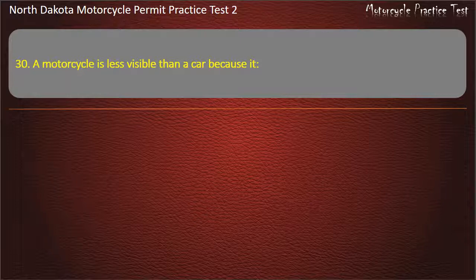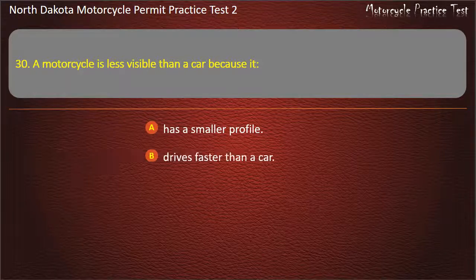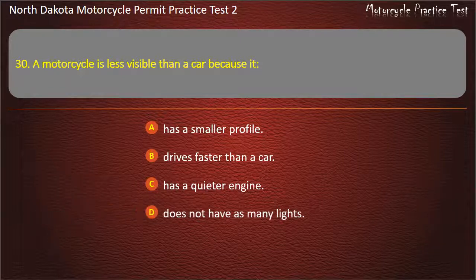Question 30. A motorcycle is less visible than a car because it has a smaller profile, drives faster than a car, has a quieter engine, does not have as many lights. Answer: has a smaller profile.